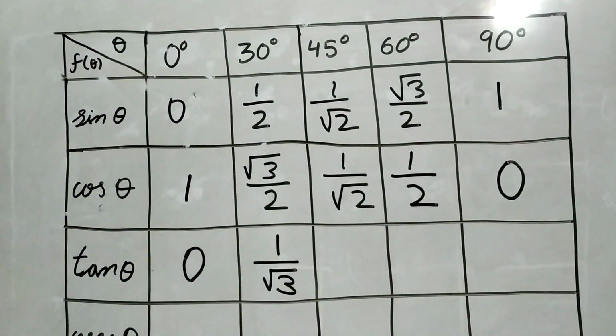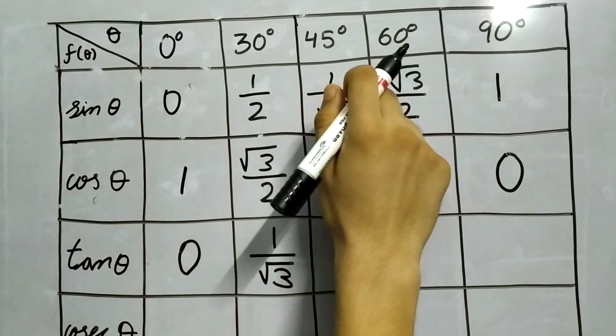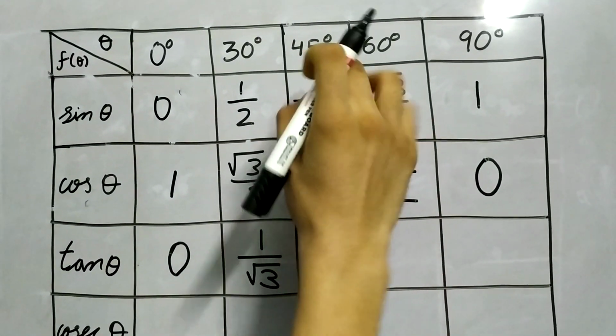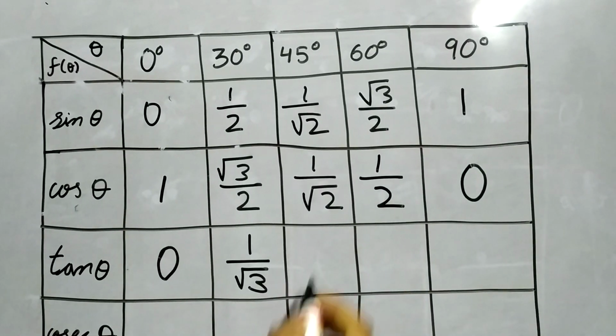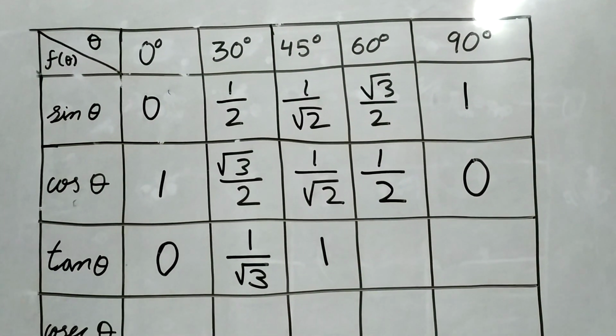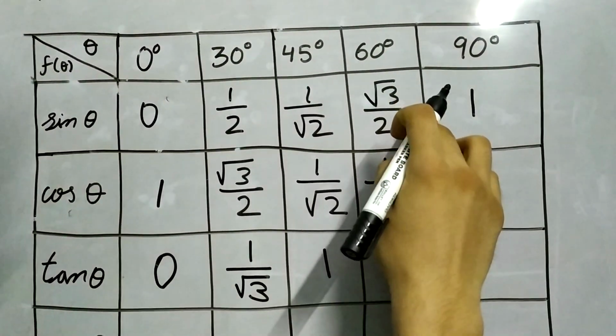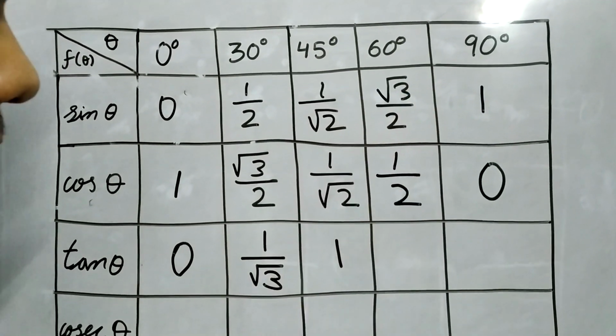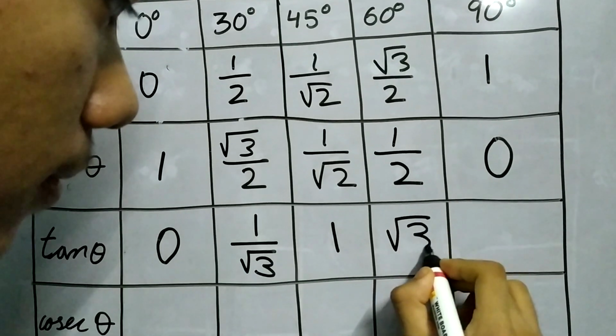Okay. Now again sine 45 upon cos 45 will give us tan 45, right? So we divide these two cells and we will get this cell. It will be 1. Again, we divide these two cells and we will get this one. 3 by 2 divided by 1 by 2 and we will get root 3.